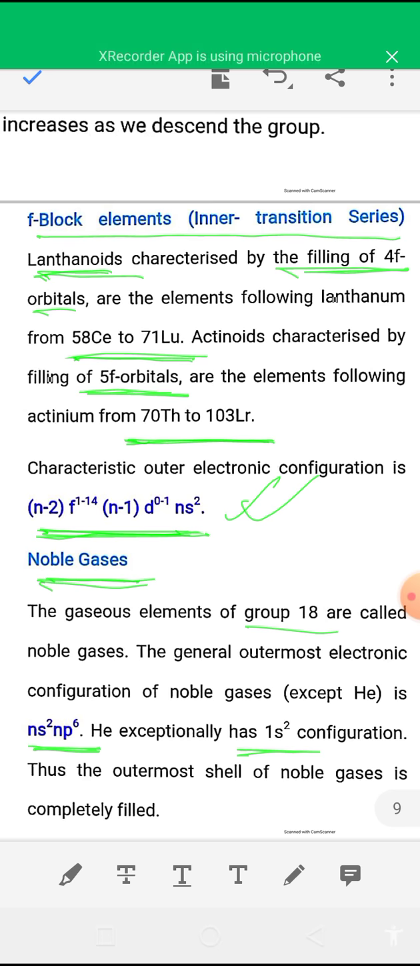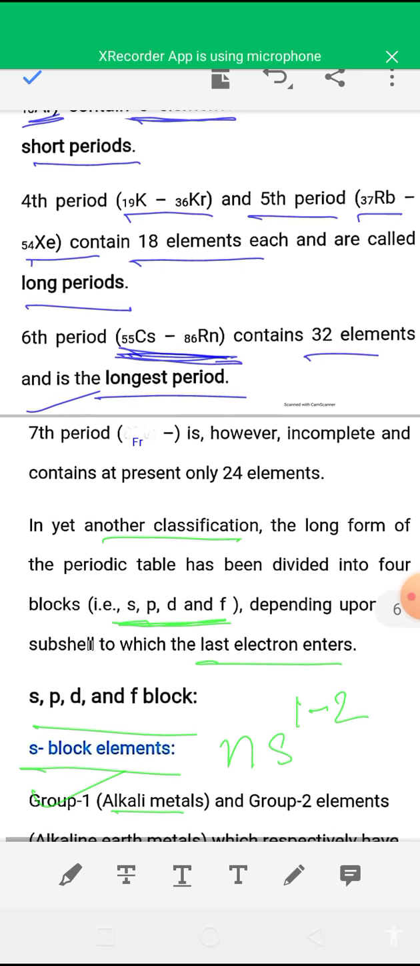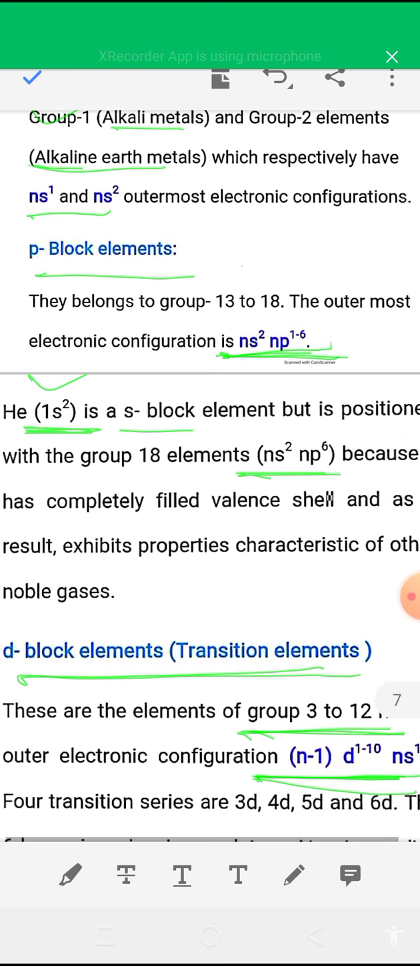Okay, so you have to remember the characteristics of different groups and periods, and different blocks, S block, P block, and their electronic configurations, the general electronic configuration of S block elements, P block elements, D block elements, F block elements.